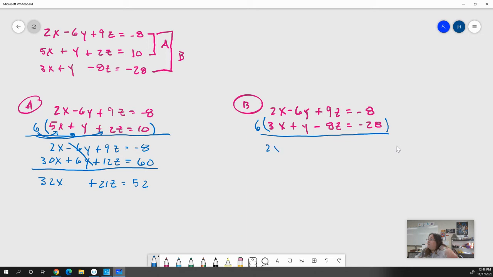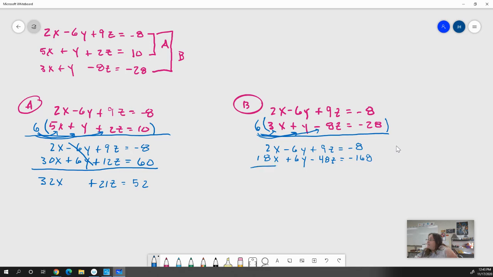So I'm going to rewrite the top equation just like I did before. And then I'm going to distribute the bottom one. So 6 times 3x gives me 18x. 6 times y gives me plus 6y. It's our reason for being. 6 times negative 8 gives me negative 48z. 6 times negative 28. Hold on, I got to look. I wrote that down. I don't remember the answer. 6 times negative 28 gives me negative 168.